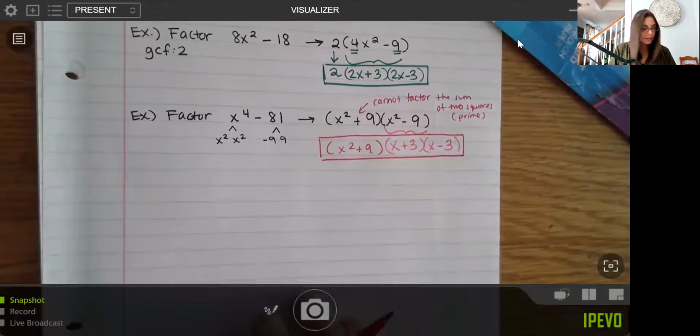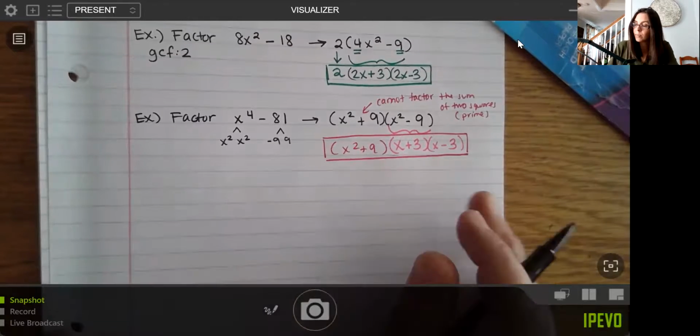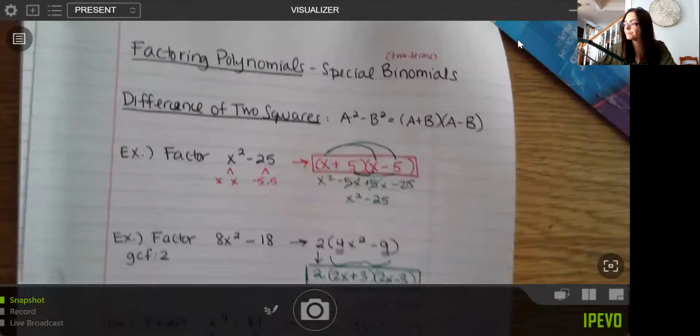Now, there's another technique as well that is common with binomials, although this is the most common for binomials if you see it. And actually, I'm just going to go to the next page. I think that'll be a little bit easier.